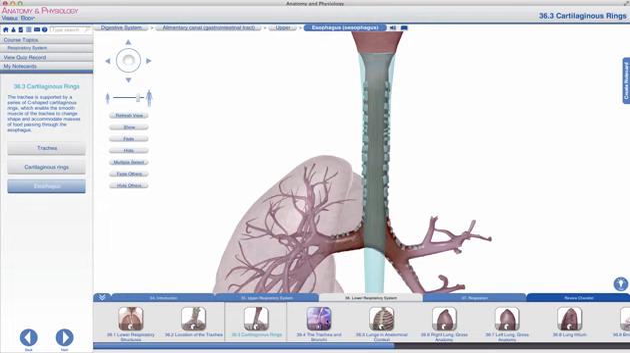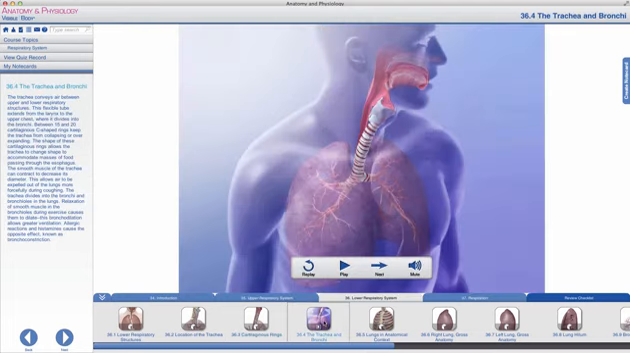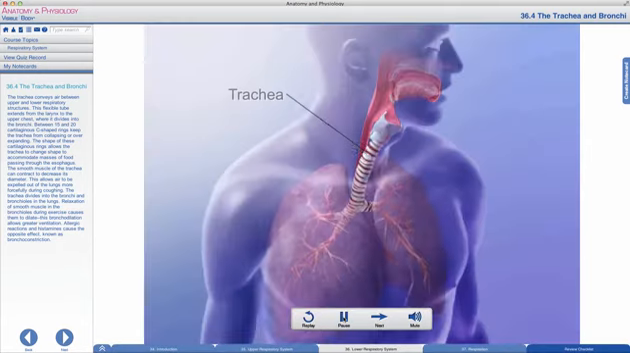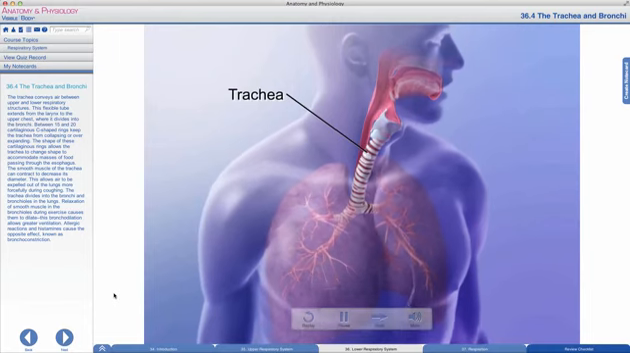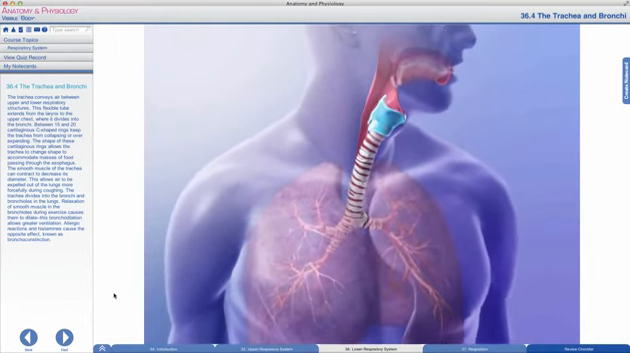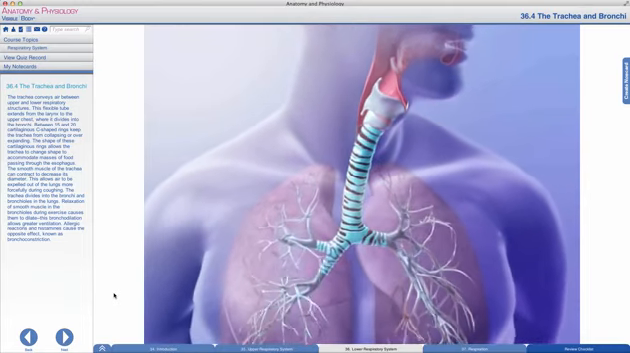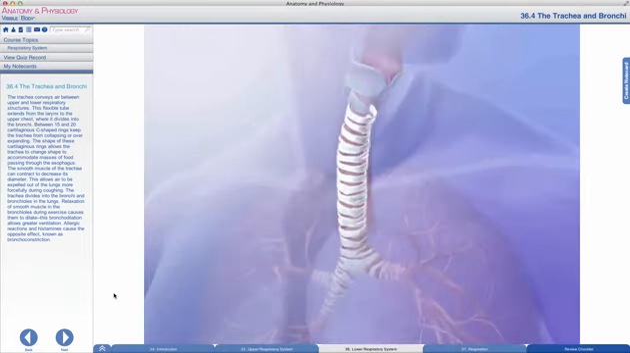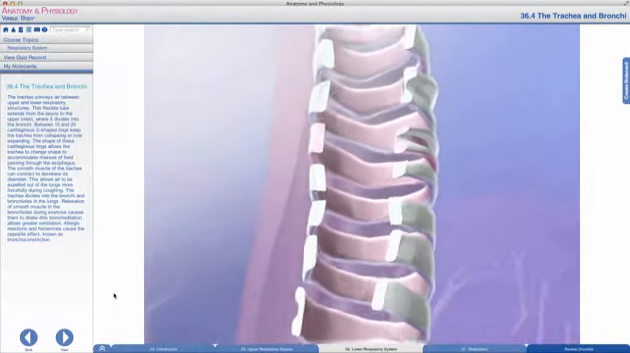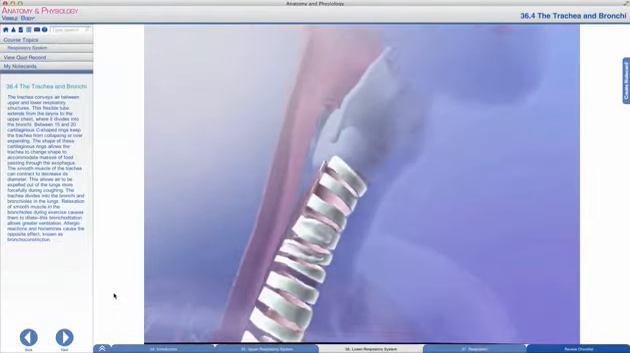By watching the video in tab 36.4, we see the significance of these many structures and how they contribute to the physiology of breathing. The trachea conveys air between upper and lower respiratory structures. This flexible tube extends from the larynx to the upper chest, where it divides into the bronchi. Between 15 and 20 cartilaginous C-shaped rings keep the trachea from collapsing or overexpanding.